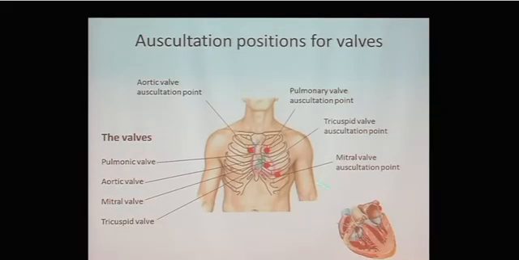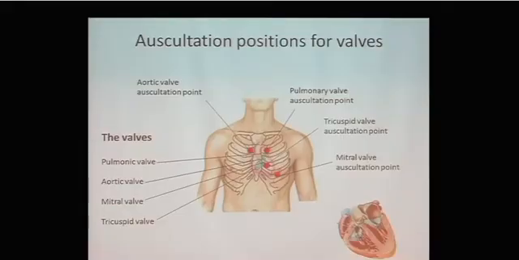For the aortic valve, if the blood is flowing from the left ventricle through the aorta, the blood is traveling this way, superiorly, so we're going to listen to the aortic valve on the right side in the second intercostal space. So above and slightly to the right of the aortic valve.